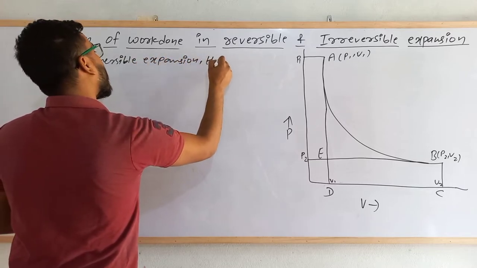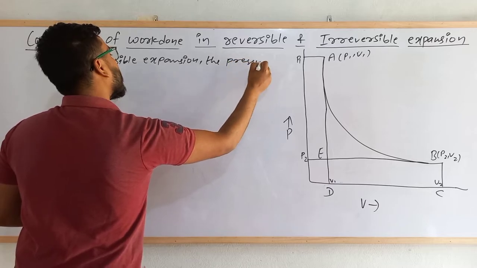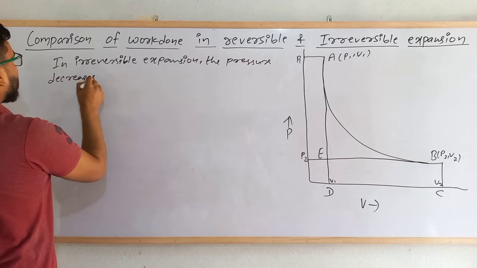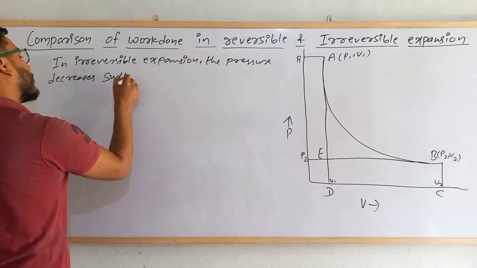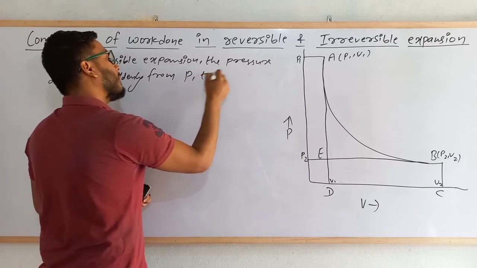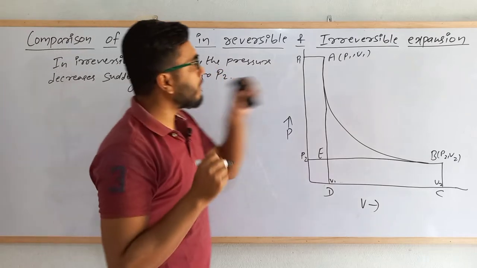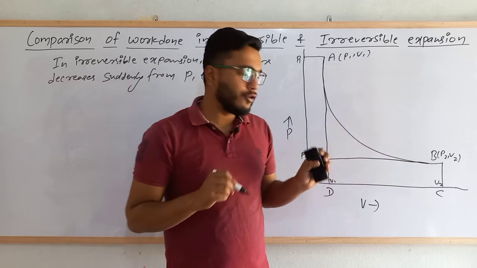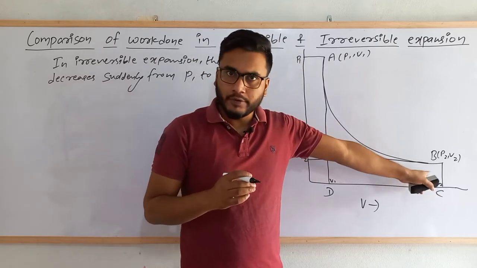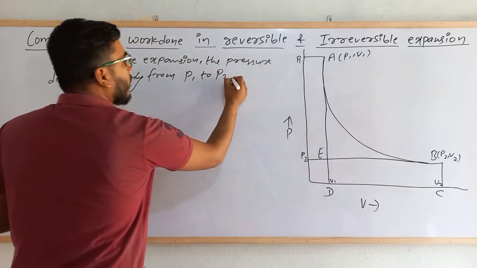So let me write that: in irreversible expansion, the pressure decreases suddenly, from P1 to P2. That means if the pressure decreases from P1 to P2, the volume also increases suddenly from V1 to V2, right? But we don't need to write that right now.